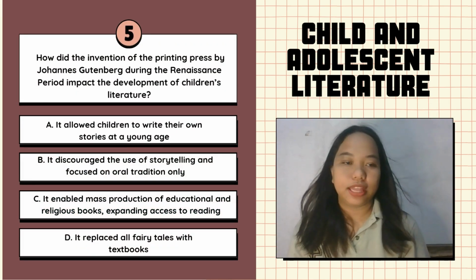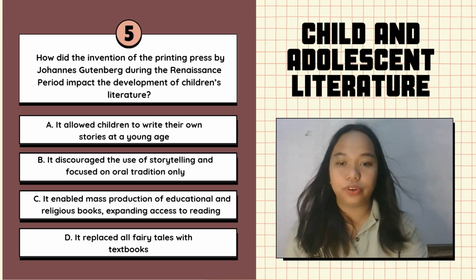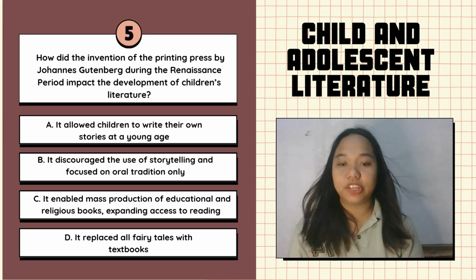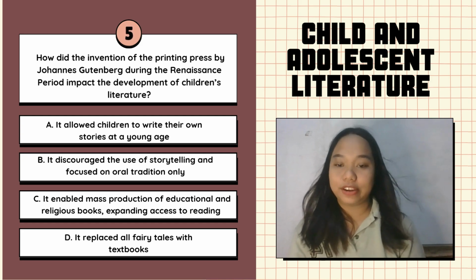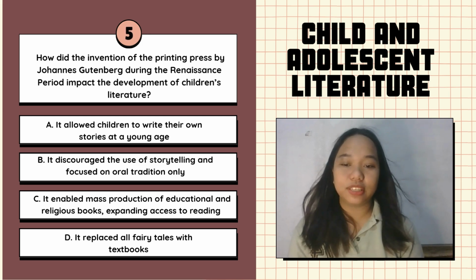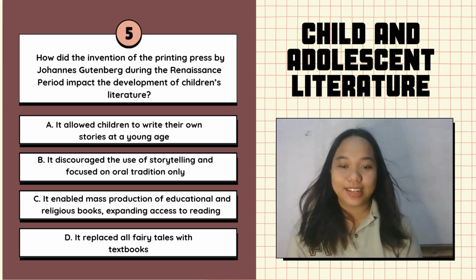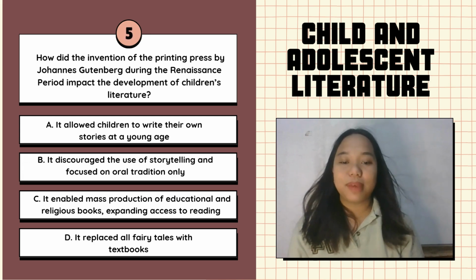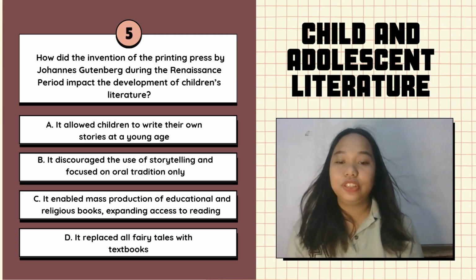We're already in the second half of our review, so for our fifth question, how did the invention of the printing press by Johannes Gutenberg during the Renaissance period impact the development of children's literature? Letter A, it allowed children to write their own stories at a young age. Letter B, it discouraged the use of storytelling and focused on oral tradition only. Letter C, it enabled mass production of educational and religious books, expanding access to reading. And letter D, it replaced all fairy tales with textbooks.